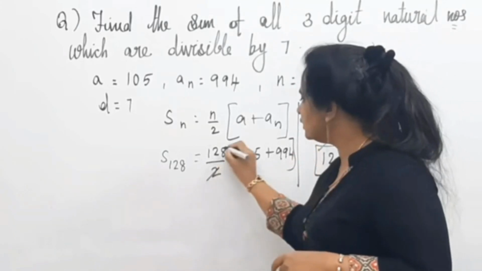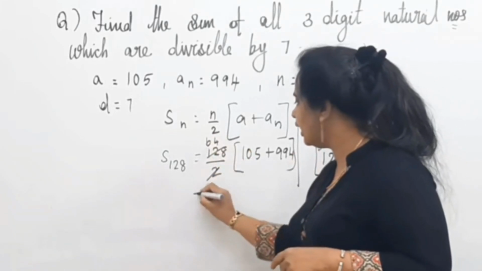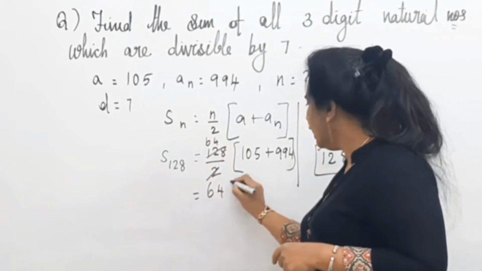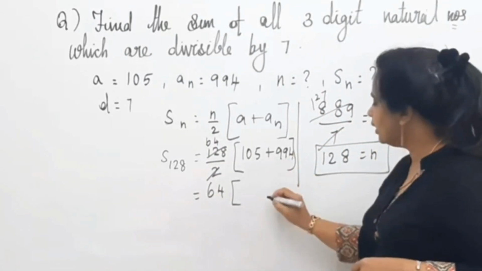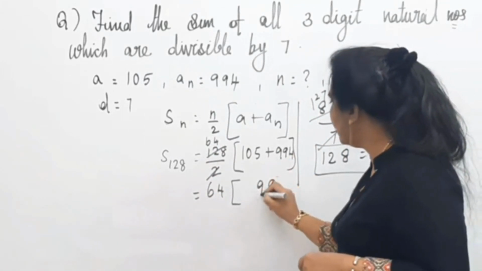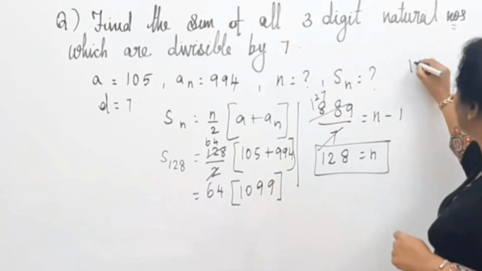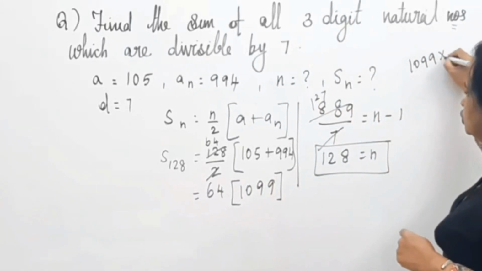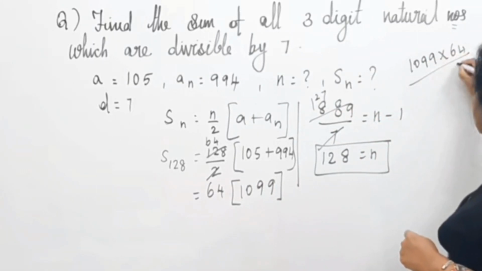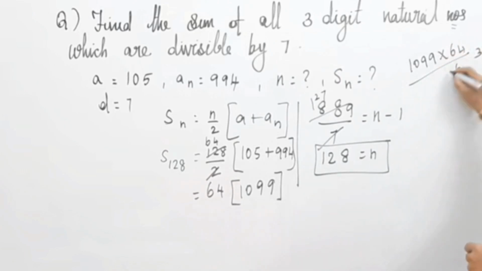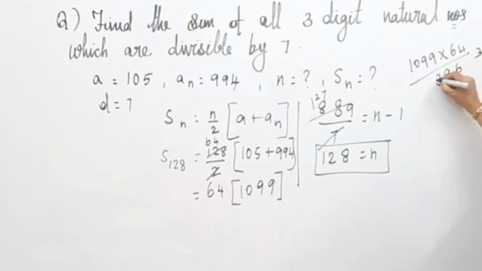So I will cancel this. 6 2s are 12, 4 2s are 8. So 64 into 4 plus 5 is 9, and then 9, and then 10. Now I have to multiply 1099 into 64. 9 4s are 36, 3, 9 4s are 36, 39, 3, so 3, 4.